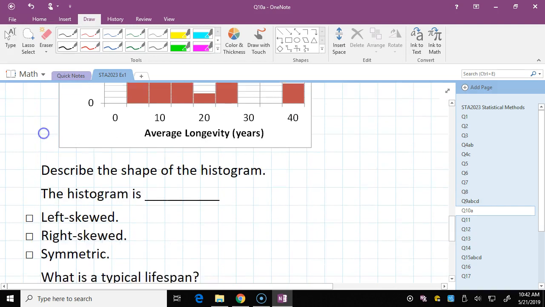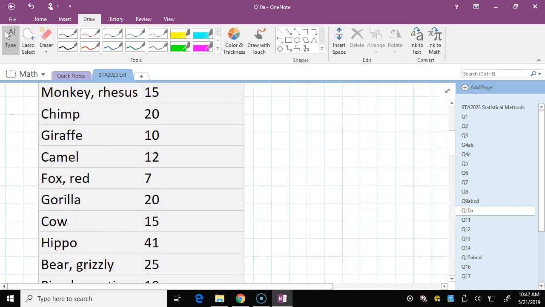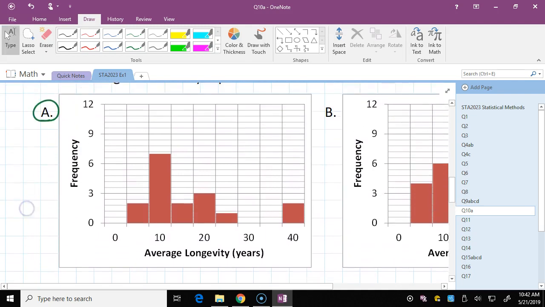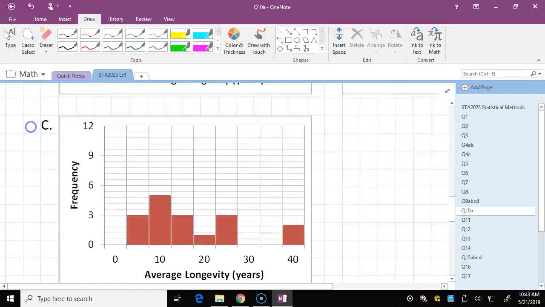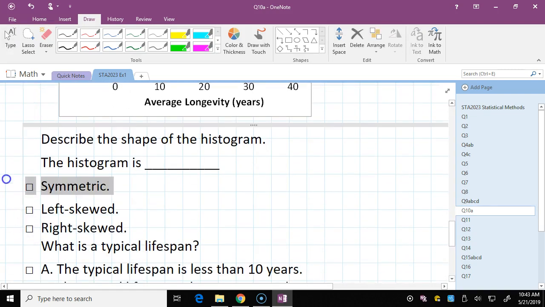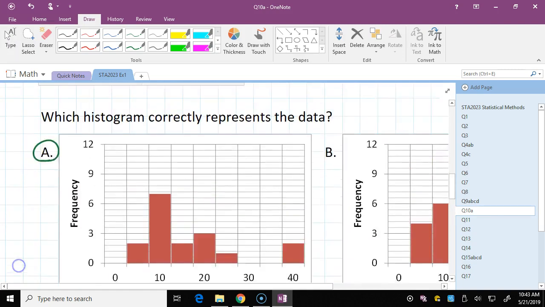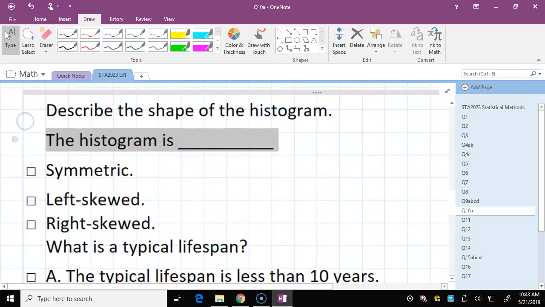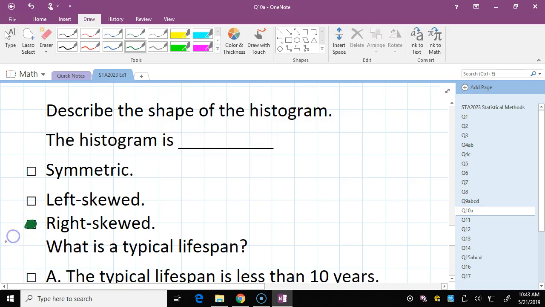All right. So now you have that information. So we know what it looks like now. That's going to help us with the other questions. It says, describe the shape of the histogram. What do you think? Right skewed. Yeah, definitely. So definitely that right skewed answer.